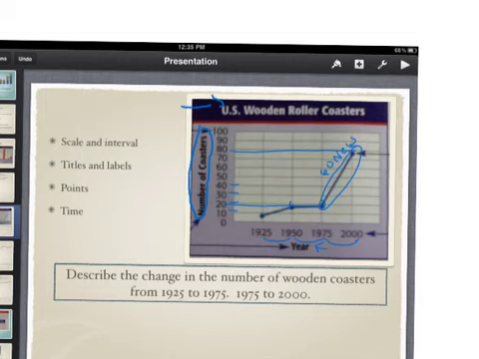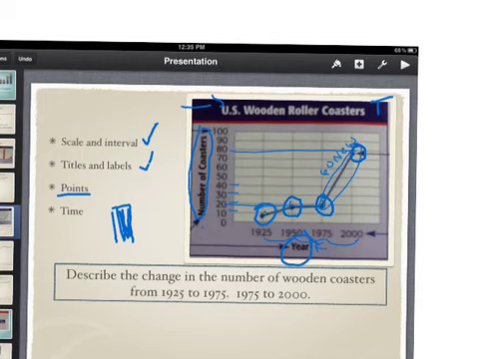Okay, so we talked about the scale and the interval and being sure that that's consistent and always labeled. Titles and labels, we have titles, we have labels, year, number of coasters, points. So what's different about a line graph than a bar graph? Our bar graph uses bars to indicate a frequency of a certain category, where this one you use points for your actual data. So I knew in 1925 that there were a little less than 10, in 1950, 1975. So these data points were actually taken and they were plotted where they belong.